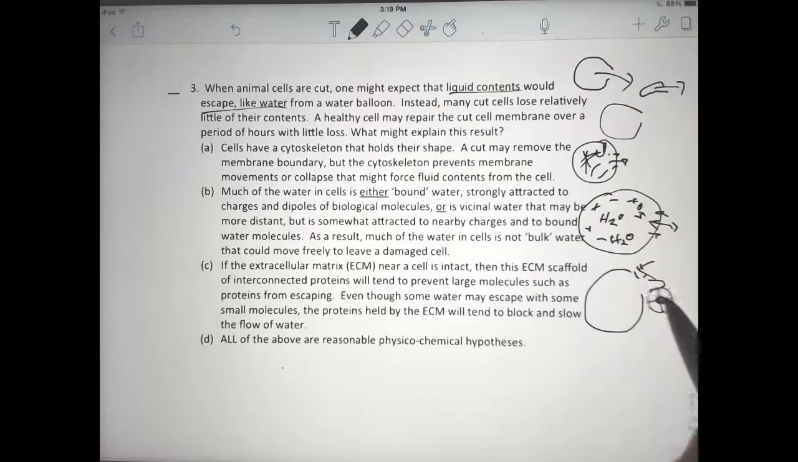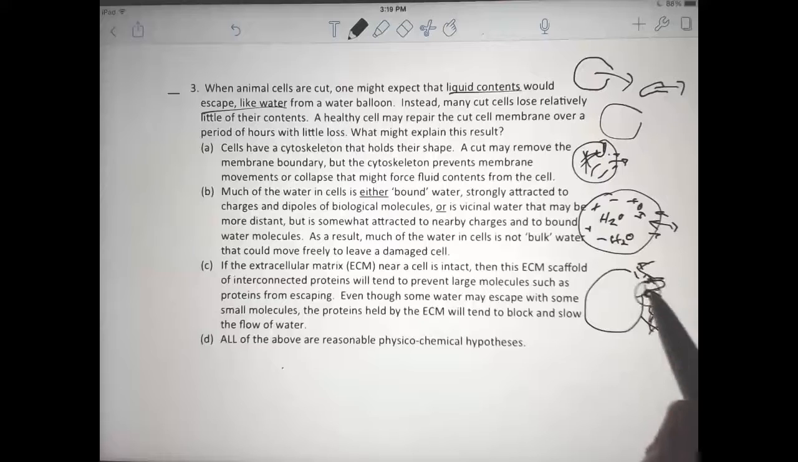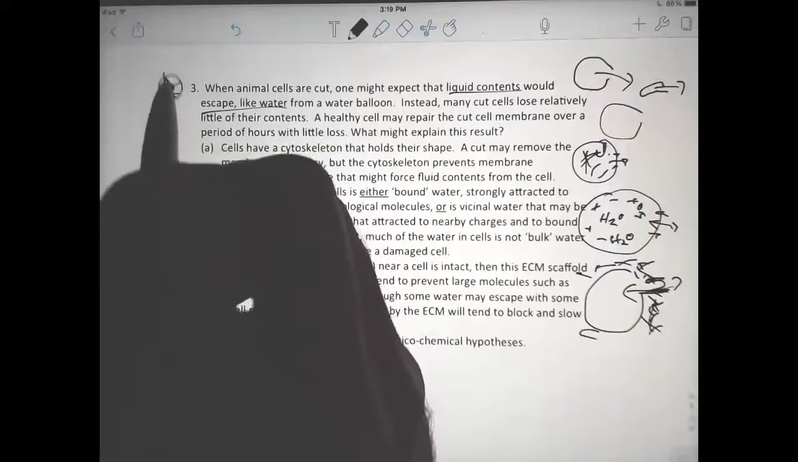The extracellular matrix around a cell is attached to it. And so if the cell boundary membrane is broken, we might still have that cell staying pretty intact, same shape, and so not much water escapes. With the sketch, they all seem reasonable.